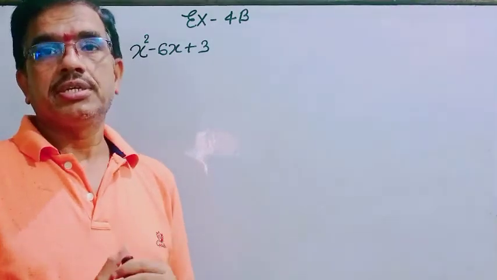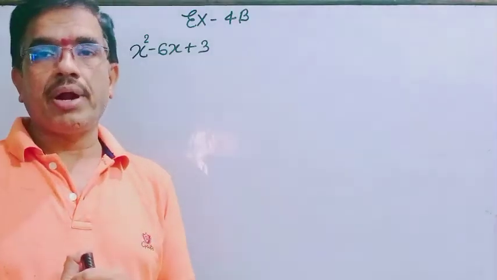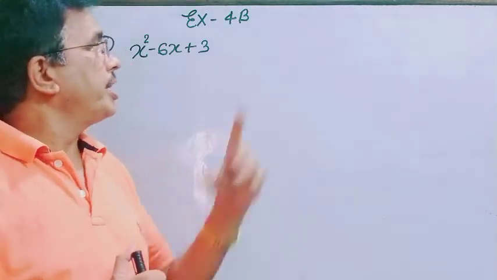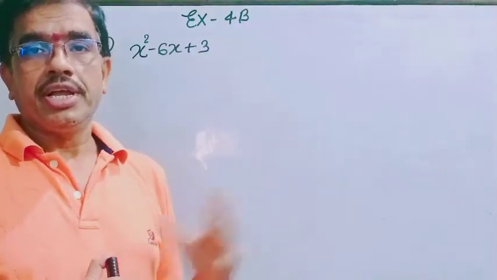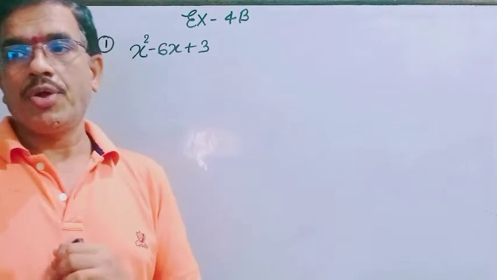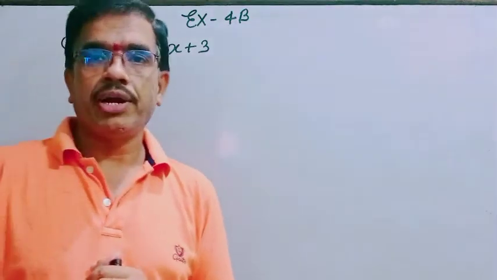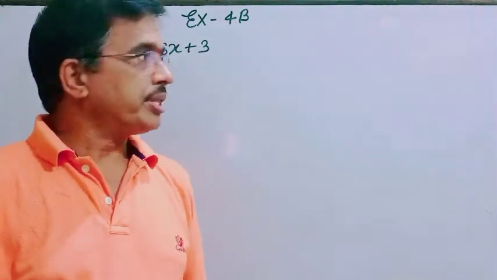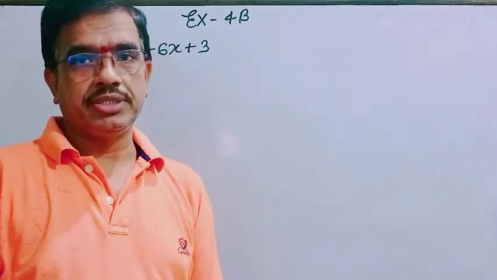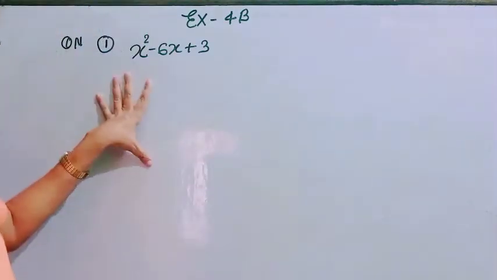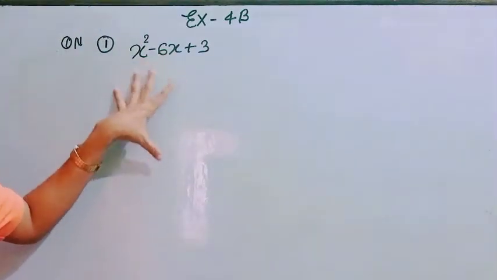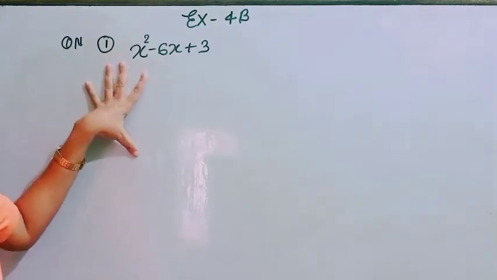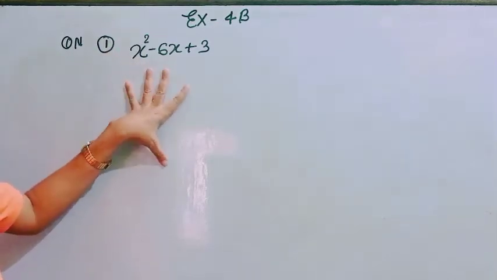Today I discuss a new exercise, part of the quadratic equation, and that exercise is 4B. In this exercise, we discuss how you can solve and how you can find the value of x by the completing the square method. So I write down the first question: you have to find the value of x, that is, solve it by the completing the square method.